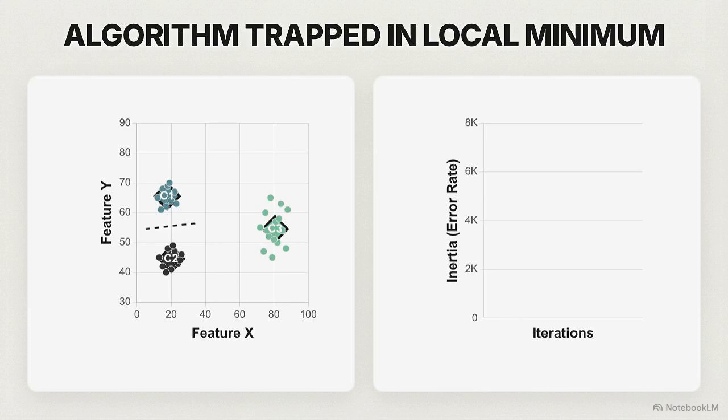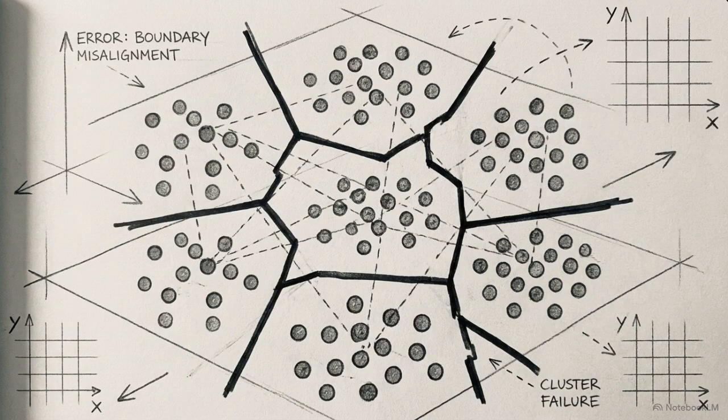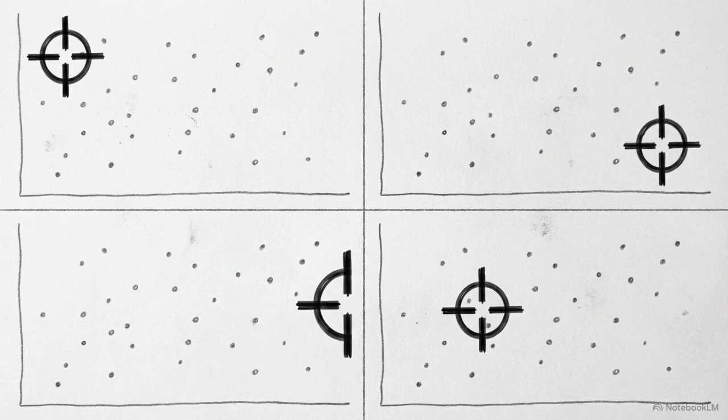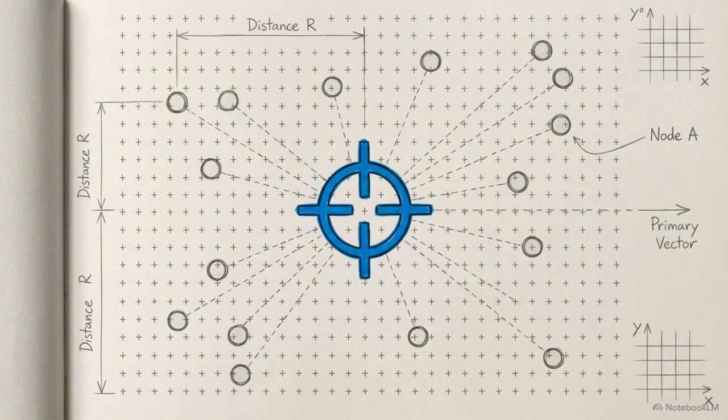To a human observer, this segmentation is clearly incorrect, yet the tracking graph shows the inertia value flattening out. The algorithm has converged. It is mathematically stuck and cannot minimize the loss function any further. Relying on naive random initialization makes the algorithm mathematically fragile. It turns a deterministic optimization process into an unpredictable game of chance. To eliminate this initialization trap, scikit-learn utilizes a mathematical workaround called KMeans++.